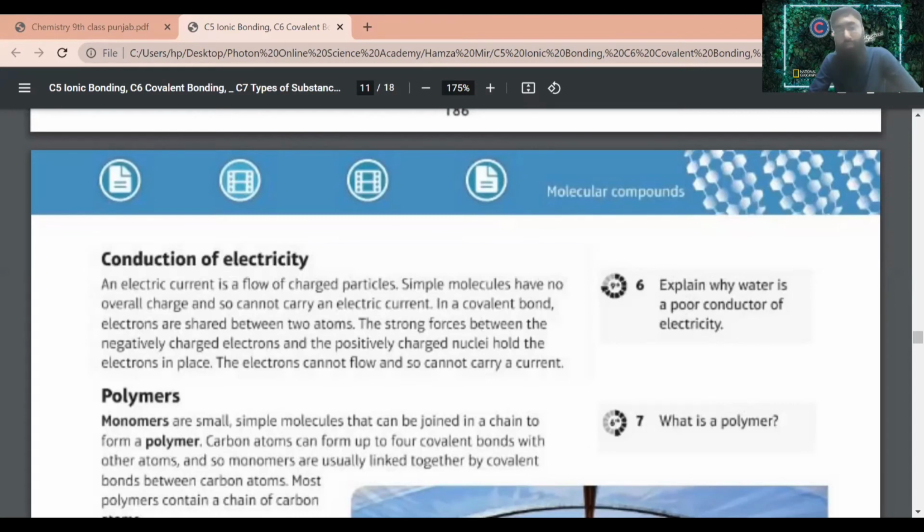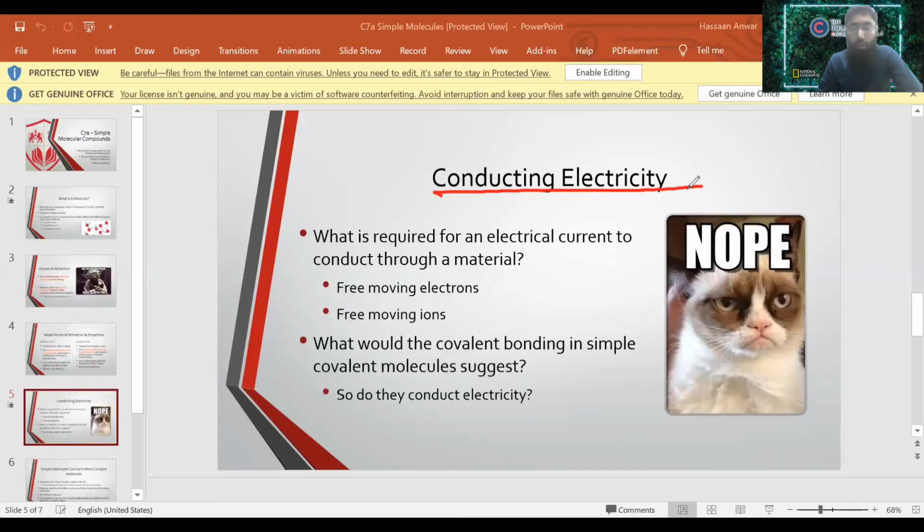Simple molecules. Okay. So, conducting electricity. Now we are discussing this one. What is required for an electric current? Very, very important point. What is required for an electric current to conduct through a material? It's very understood now what conducting electricity actually means: flow of current. Flow of current is called conducting electricity.